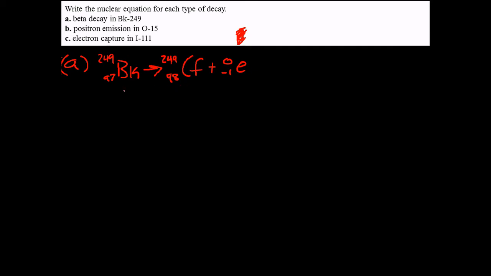Berkelium is named after Berkeley, California. Californium is named after California. So we have one thing named after something in California turning into another thing named after California, which is kind of interesting.